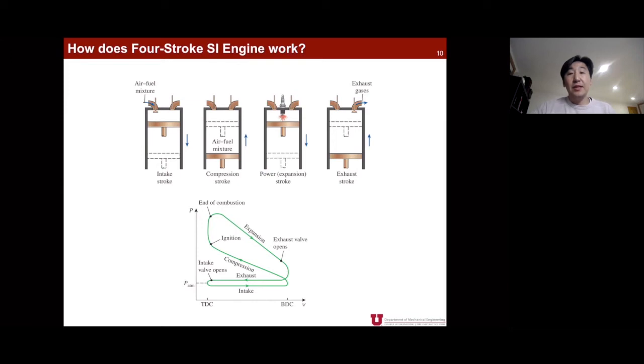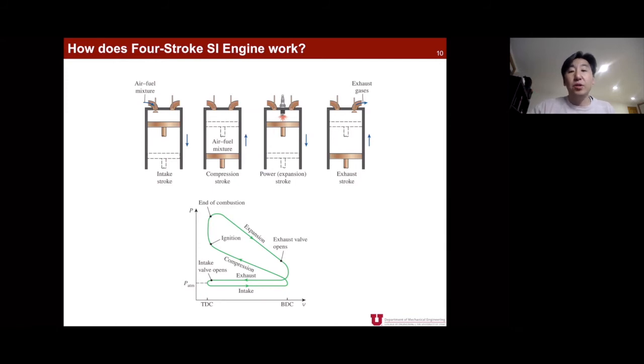Okay, then after combustion, the burned gas has drastically higher temperature and drastically higher pressure. So this piston, which is at the top position, is pushed strongly back because of this high-pressure burned gas. Then the piston pushes back to the bottom side, and that is an expansion process.